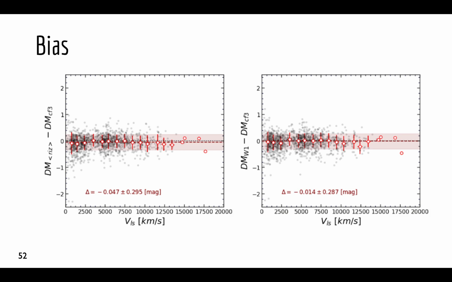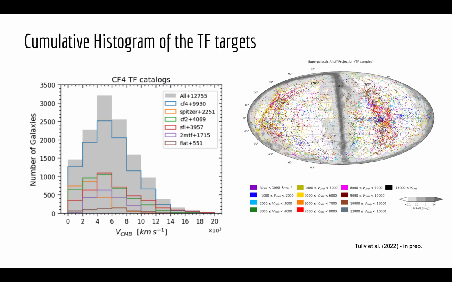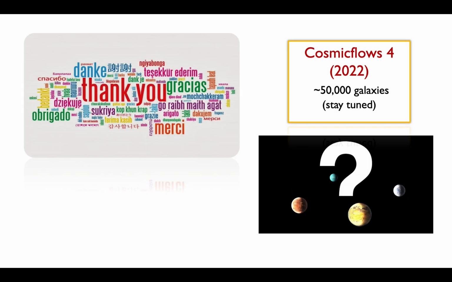As soon as we have this work published, we can just go on and come up with the Cosmicflows-4 catalog that has 50,000 galaxies, and it's going to happen in early 2022.